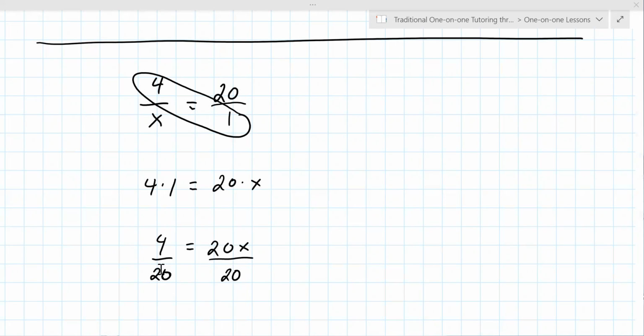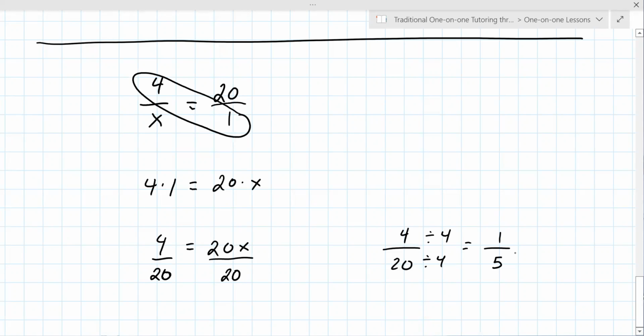So what is 4 divided by 20? How do you reduce 4 over 20? You should divide both sides by 4. Both the top and the bottom by 4, yes. So what does that reduce to? What does that reduce to? Yes.